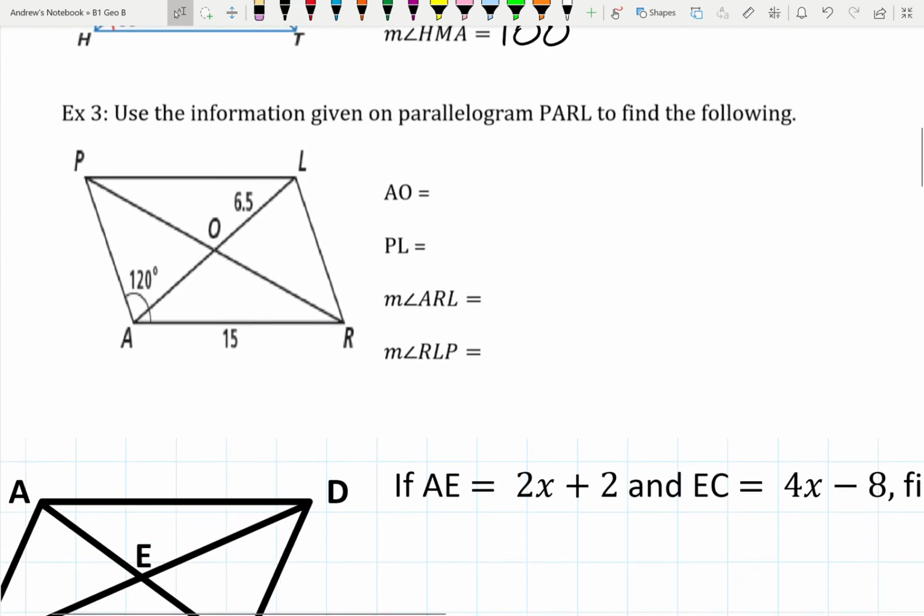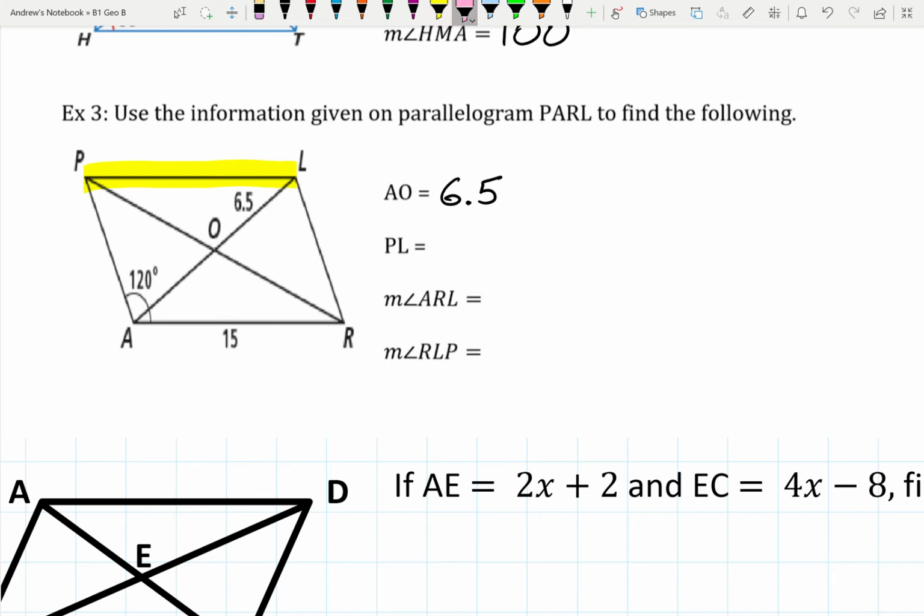All right, let's try another couple out. We've got that we're looking for AO. To find AO, just like on the last one, it's part of a diagonal. The other half of that diagonal is from L to O. So if LO is 6.5, that means that AO also is going to end up being 6.5, because we're bisecting the diagonals.